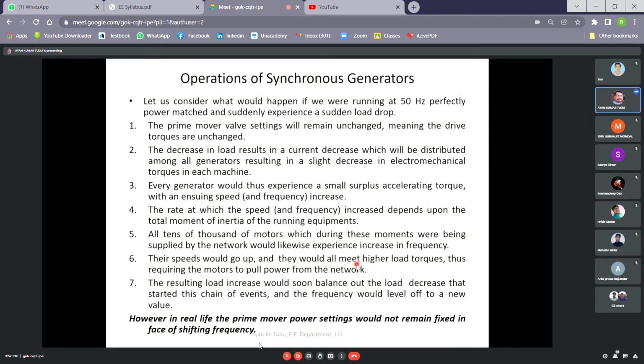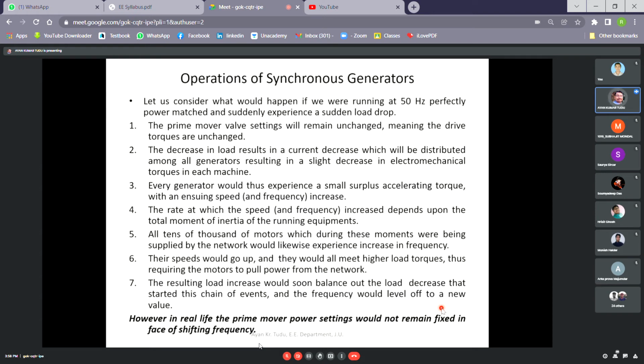So since they are meeting higher load torques, that means that the motors will be pulling more power from the network. So the resulting load increase would soon balance out the load decrease that started this chain of events, and the frequency would level off to a new value.